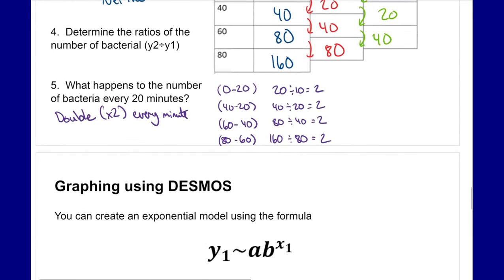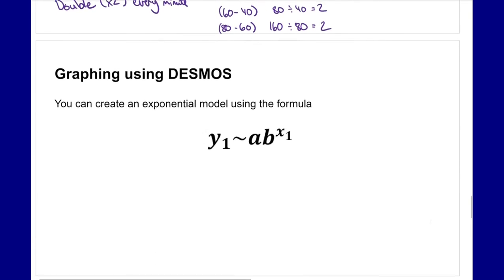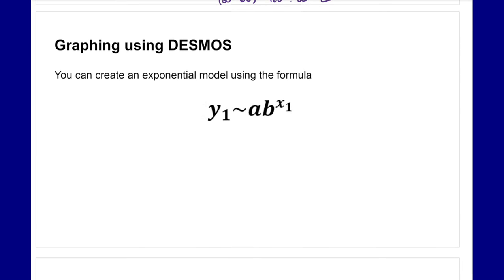Now, we're going to skip ahead. We can use an exponential model in Desmos if we wanted to graph that, right? Y1 ~ a, b to the power of x1. And it would do the exact same thing that we've done in previous lessons. It would give us a model, it would give us a strength.